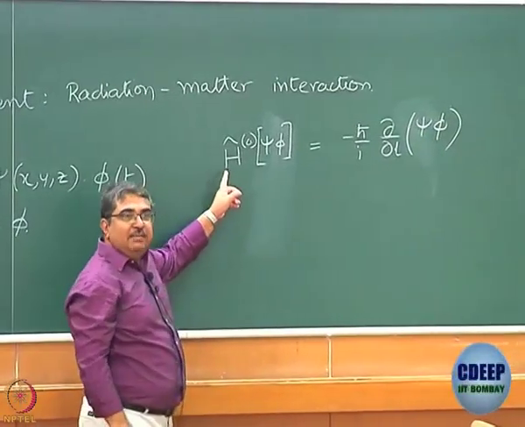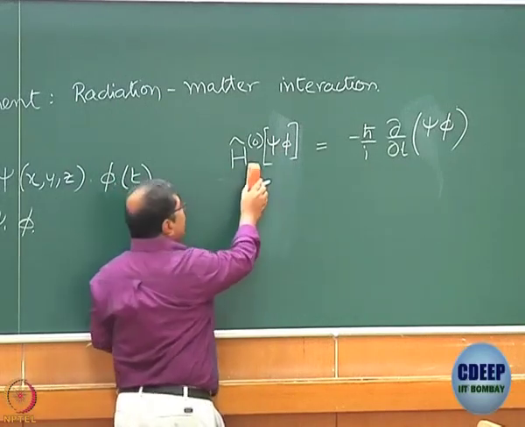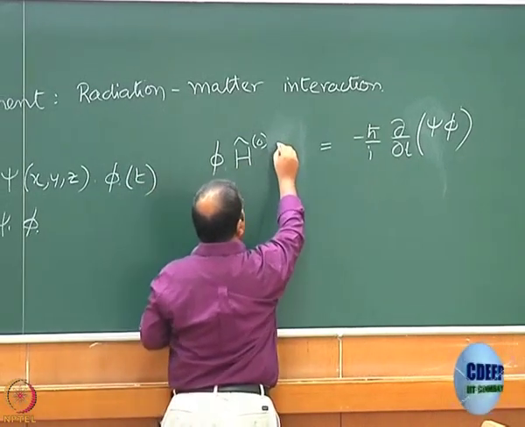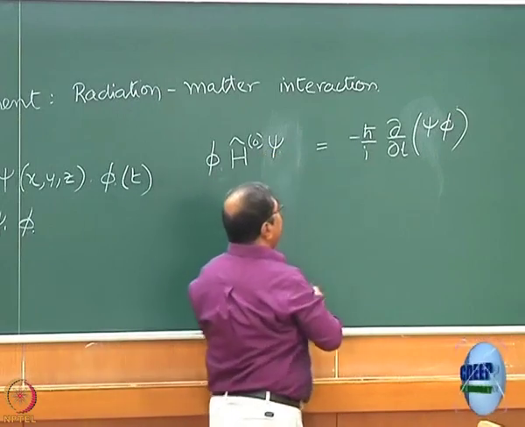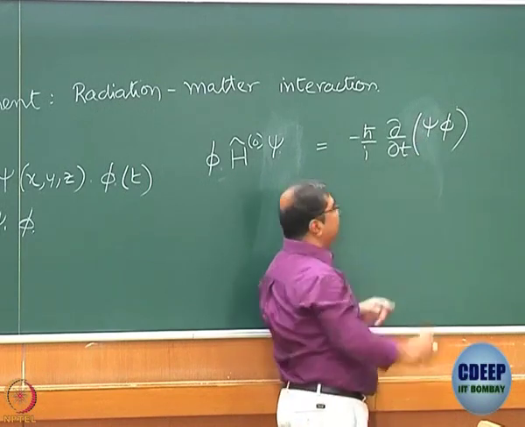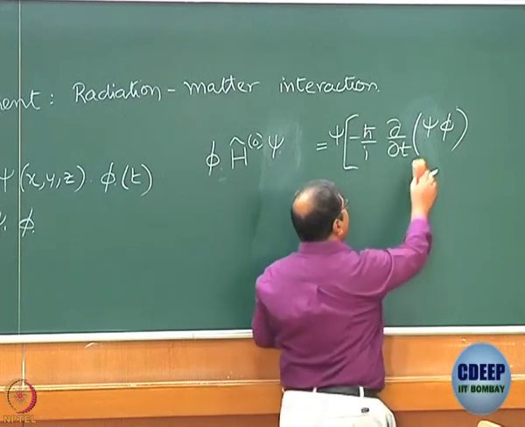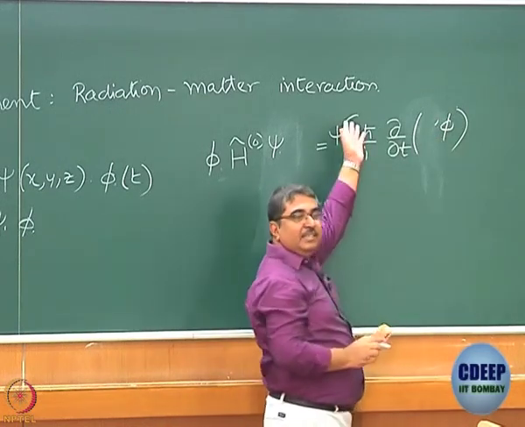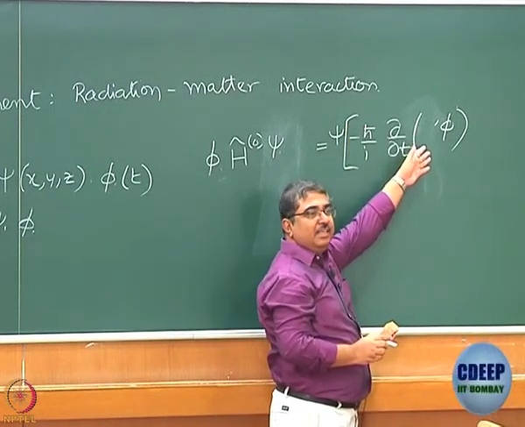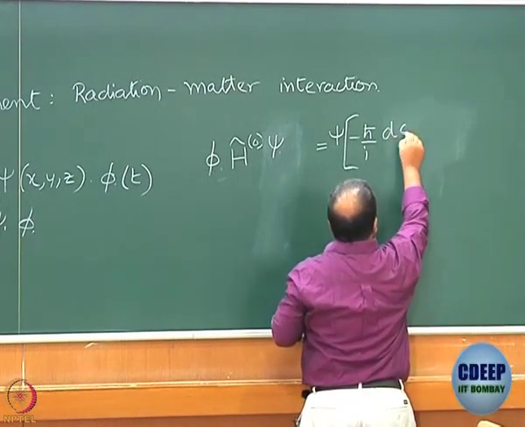And this H0 is time independent, isn't it? Right? So, phi is a constant as far as this is concerned. So, you might as well bring phi out and write like this. Phi multiplied by H0 into psi. And here, this psi is time independent. So, that comes out. So, I can write it like this. Psi multiplied by minus h cross by i del del t of phi. But then, it doesn't make sense writing del anymore, isn't it? Because whatever it is operating on, the derivative is a function of time and nothing else. So, I might as well write this as minus h cross by i d phi dt.